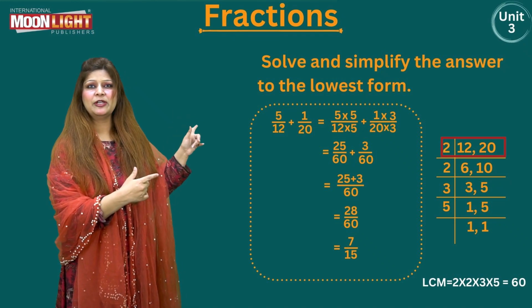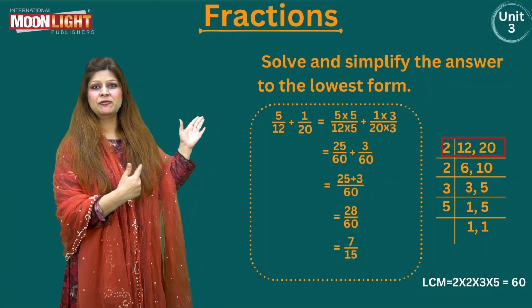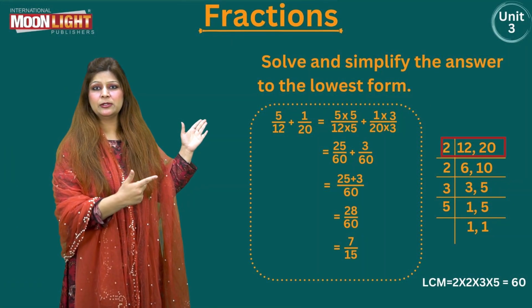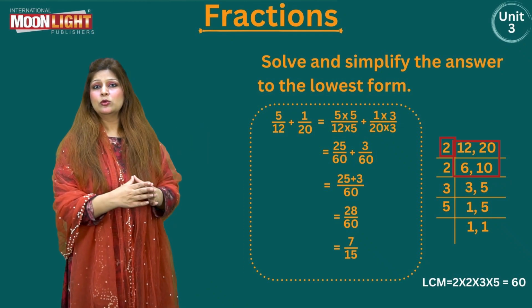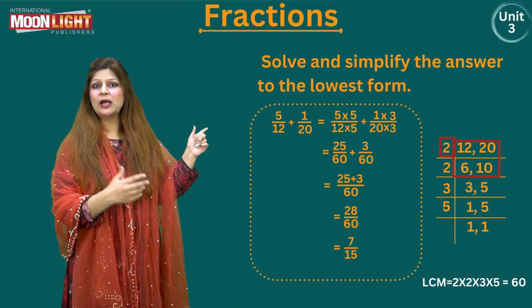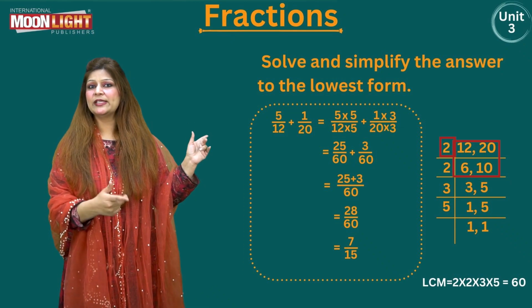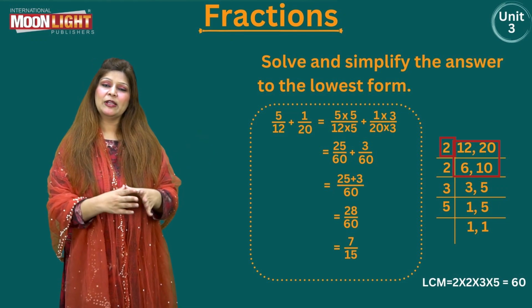I'm going to write 12 and 20 like this, and I'm going to divide these two by 2 times table. So what to do? 2 6s are 12, comma, and 2 10s are 20, so 6, comma, and 10 I will write over here.